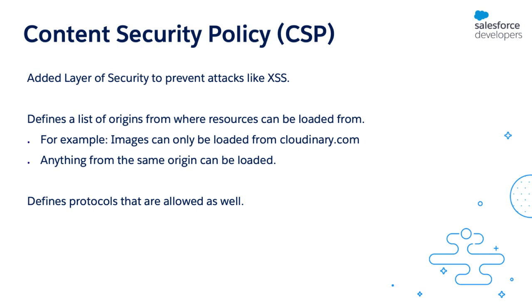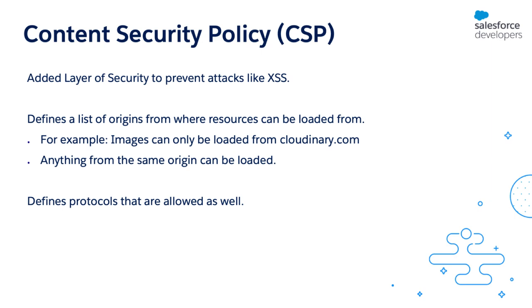For example, you can define a policy that says images that are hosted on your own website or on cloudinary.com can only be loaded on your web page. And CSP makes sure that happens. And it blocks images from any other domains. In addition to specifying the domains or origins from which your content can be loaded, you can also specify which protocols are allowed. For example, you can define all the content must be loaded using HTTPS only.